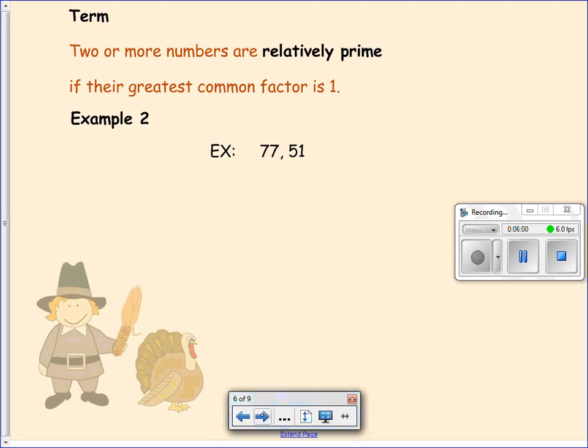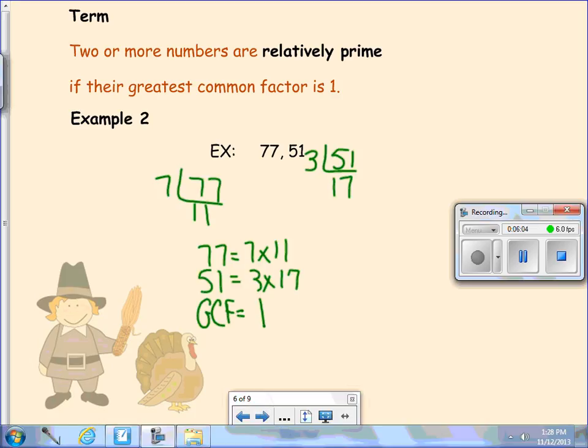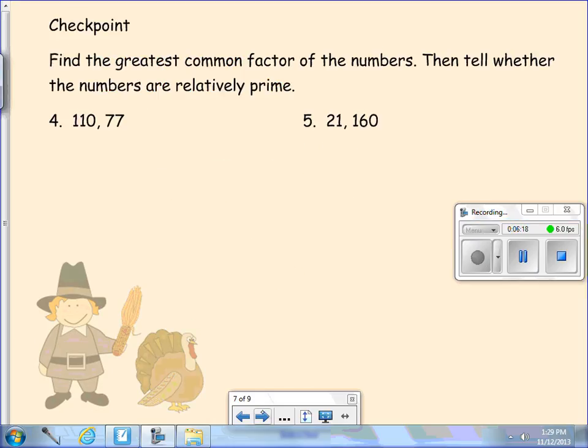I'm going to pause the video. We'll come right back. So you'll notice on this example when we did the prime factorization of 77 and 51, the only factor that they have in common is 1. So on our next screen, we're going to check our work.